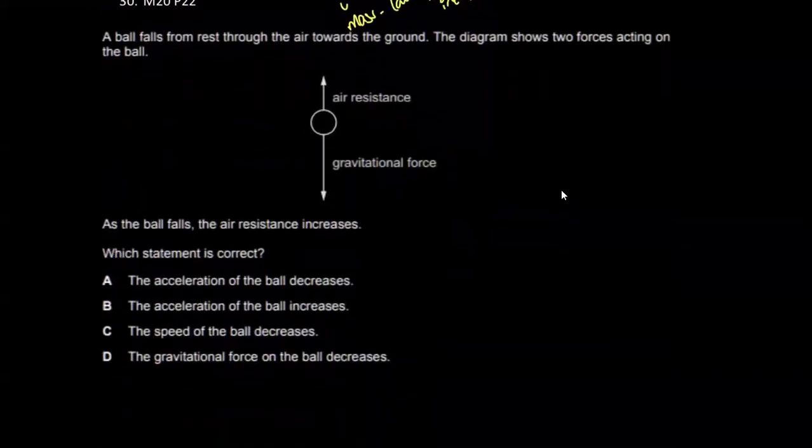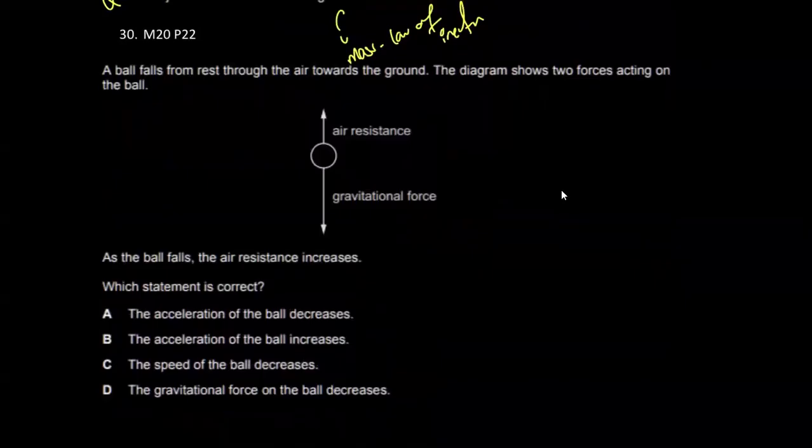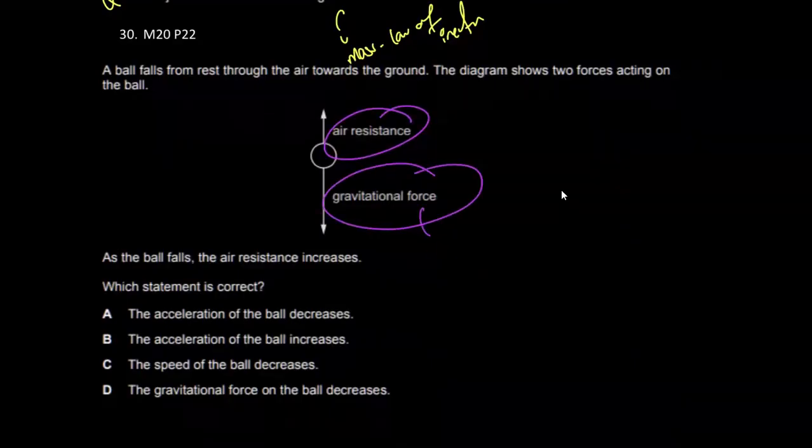30. A ball falls from rest through the air towards the ground. The diagram shows two forces acting on the ball. As the ball falls, the air resistance increases. Which statement is correct? Air resistance increases, gravitational force remains the same of course.